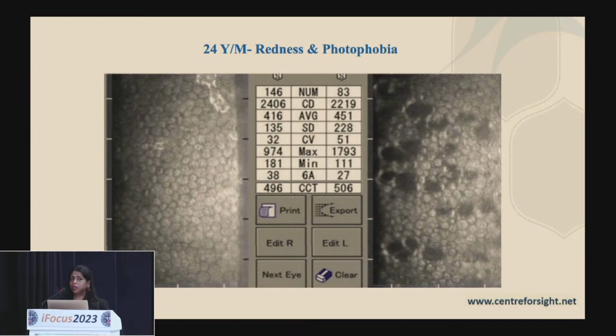Yes, cell density is absolutely normal. So that's why I said that quantitative measures should be seen last. You have to see qualitative indices first, pictures, and then quantitative indices, right? So cell density is good. 2406 is a good cell density, right? Then the CV is 32 in this, which is less than 33%, of course. And here CV is 51. Hexagonality is 27% here, here is 38, right? So tell me why it is not Fuchs.